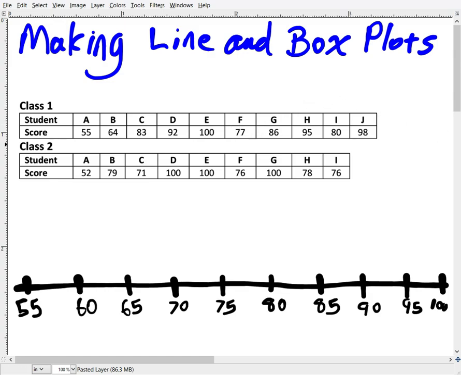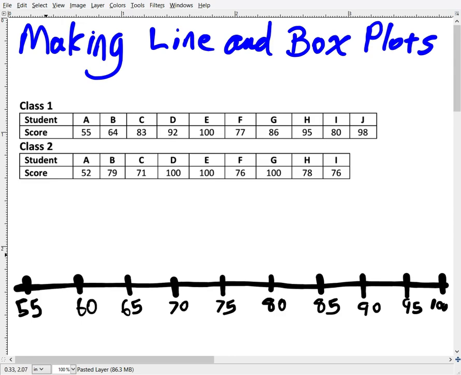Well, the first thing that we're going to do is make a line plot, because really what the problem asks for us to do is to compare these two different classes and to really take a look and see what would be different about them. So in making the line plot, I'm going to say that the top number line that I have here is class number 1.